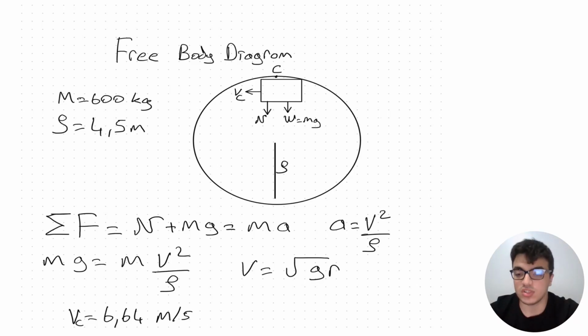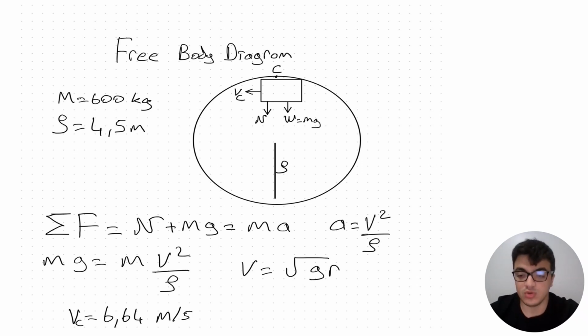The most important point in a roller coaster is to make sure the train doesn't leave the track during the loop. To find the minimum speed for this, we first draw the free body diagram, as you can see on the screen. The basic equation we use is F equals m times a. In this case, the acceleration is v squared over r.